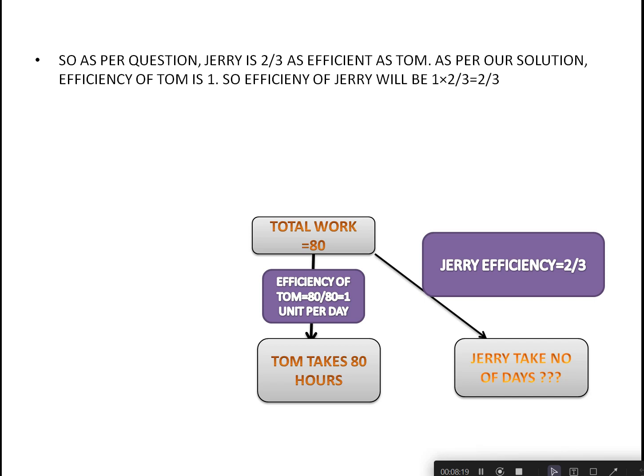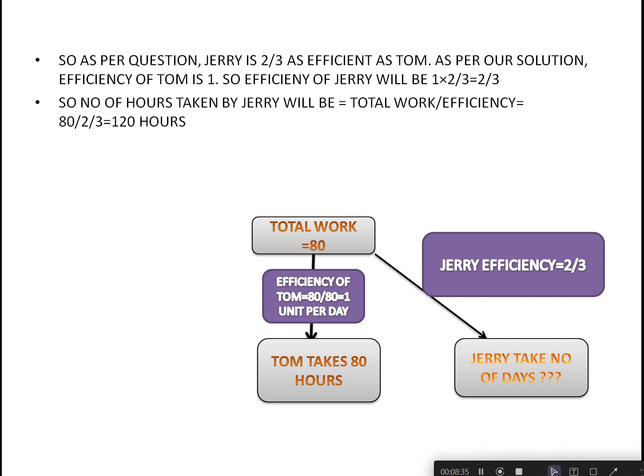So the efficiency of Jerry will be 2/3 of the efficiency of Tom, and the efficiency of Tom is equal to 1. So the efficiency of Jerry will be 2 by 3, and the total work is 80 units. So the number of hours taken by Jerry will be total work upon efficiency. That will be equal to 80 divided by 2 by 3, which comes out to be 120 hours.